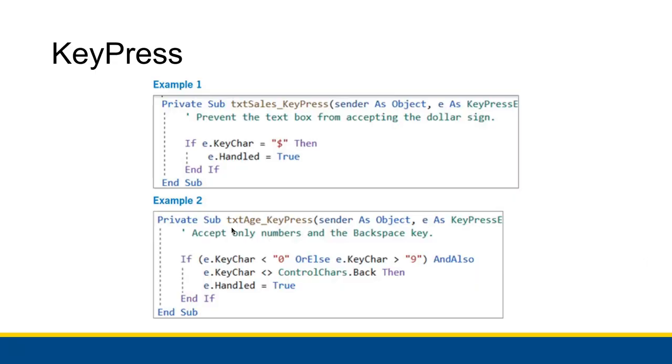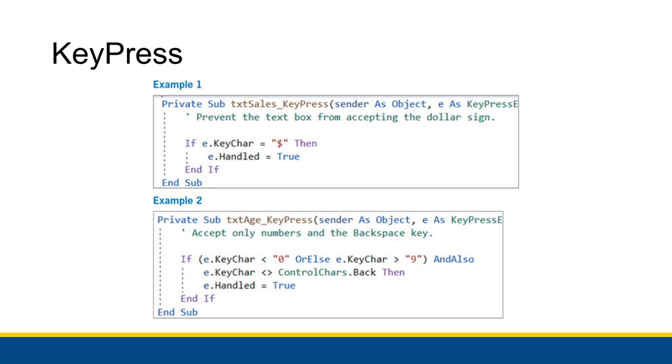So we have a couple of examples right here. The first one prevents the text box from accepting the dollar sign. No dollar signs allowed. We hate money here. Said no one ever. This catches every single key press and examines it. If it's not the dollar sign, we don't enter this whole block. We go to End If, and then we exit the procedure. The key press is not handled. Visual Basic still puts it in the text box.